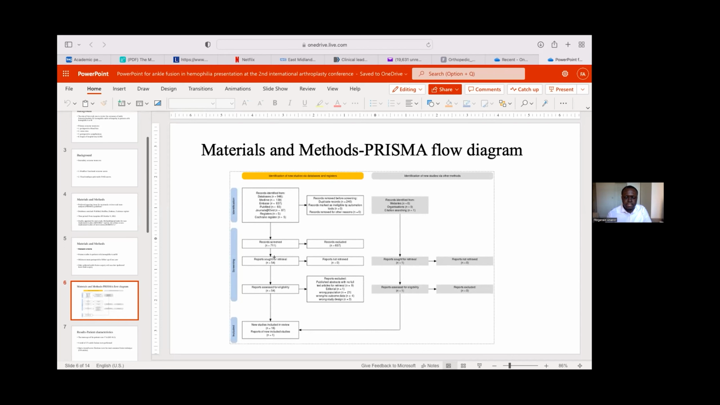Following duplicate removal and initial screening, we identified 52 studies, and we screened the full-text articles for eligibility. We excluded 9 articles for which we could not retrieve the full text. We also excluded 1 letter to the editor. We excluded 21 studies that had the wrong population, 4 studies that had wrong outcome data, and 3 studies that had a wrong study design. So in total, we identified 17 eligible studies that were included in this systematic review.